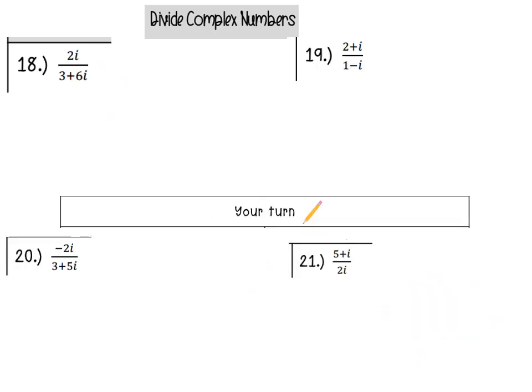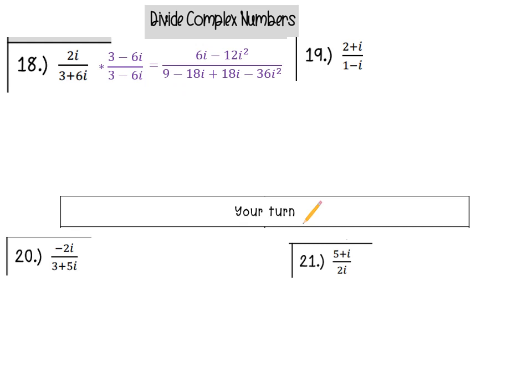Now let's try that again with 18 and 19, and then you're going to try 20 and 21 on your own. So let's see, 18, the complex conjugate of the denominator is 3 minus 6i. So we multiply that top and bottom. And then let's see, 2i times 3 is 6i. 2i times minus 6i is minus 12i squared. On the bottom, we are going to have 9 minus 18i plus 18i minus 36i squared.